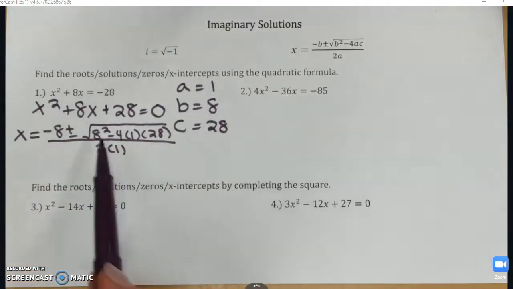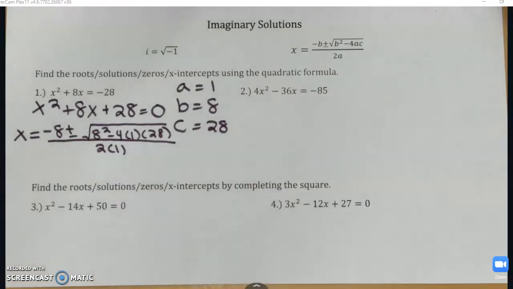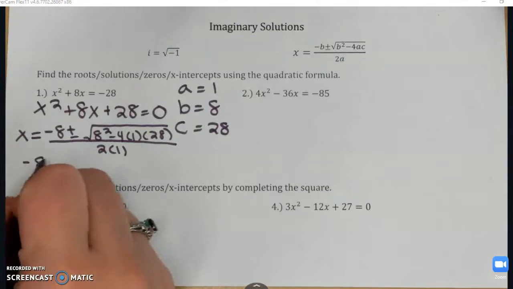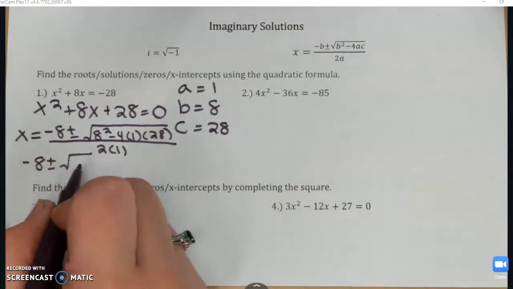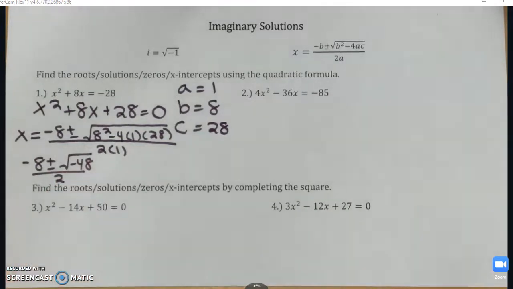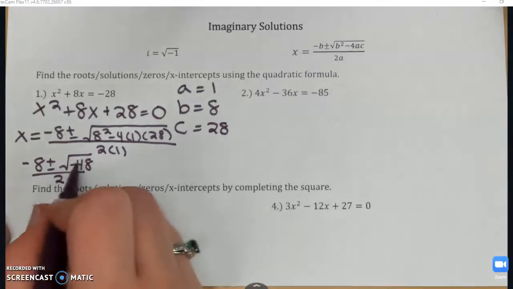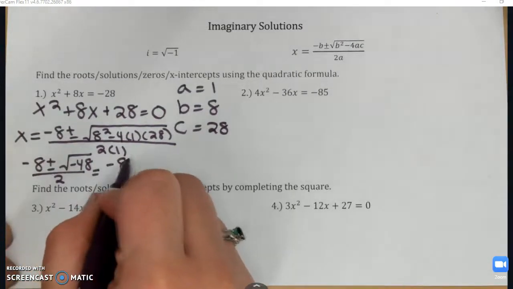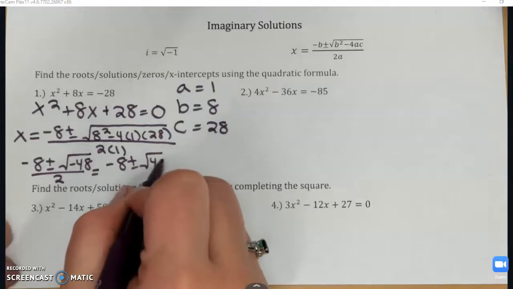So the first thing I want to do here is calculate my discriminant, the number inside my radical. So 8 squared minus 4 times 1 times 28. That is going to give me the square root of -48. So I have a negative, which means I'm going to have imaginary solutions. So I want to rewrite that radical in terms of i. So that's going to be the square root of 48i.